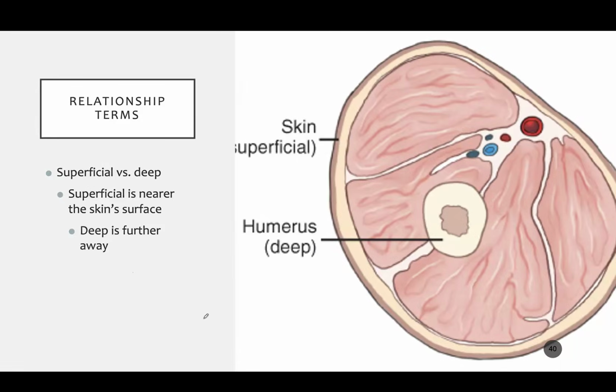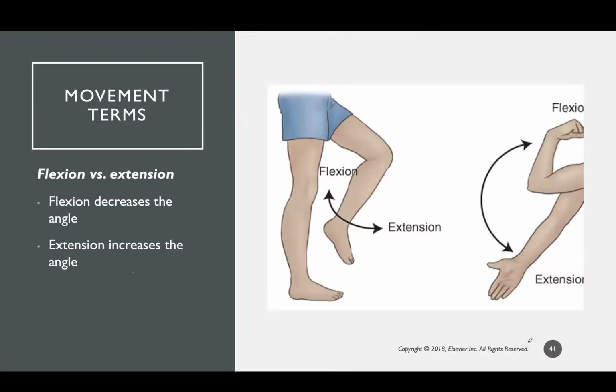Okay, further into terms, relationship terms. Superficial versus deep. Superficial means it's closer to the skin. Deep means it's closer to the bone. So if you have an injury and it's only at skin level, you could say, oh, it's a superficial wound. But if you have an injury and it goes all the way through the soft tissue, that's a much deeper wound.